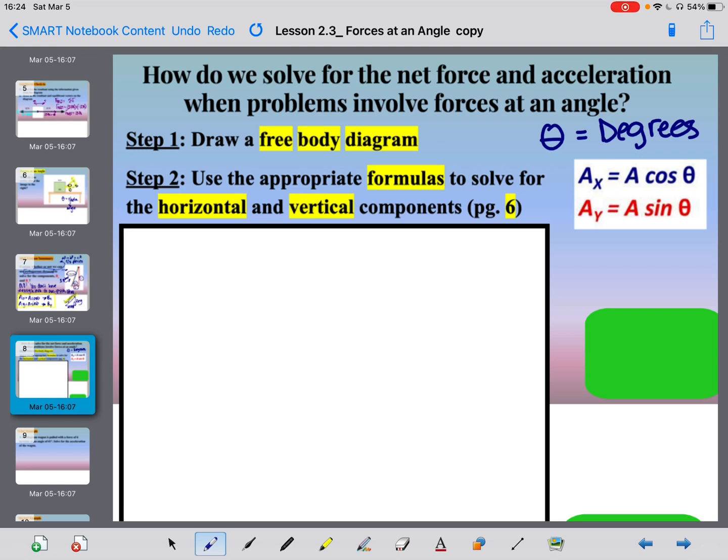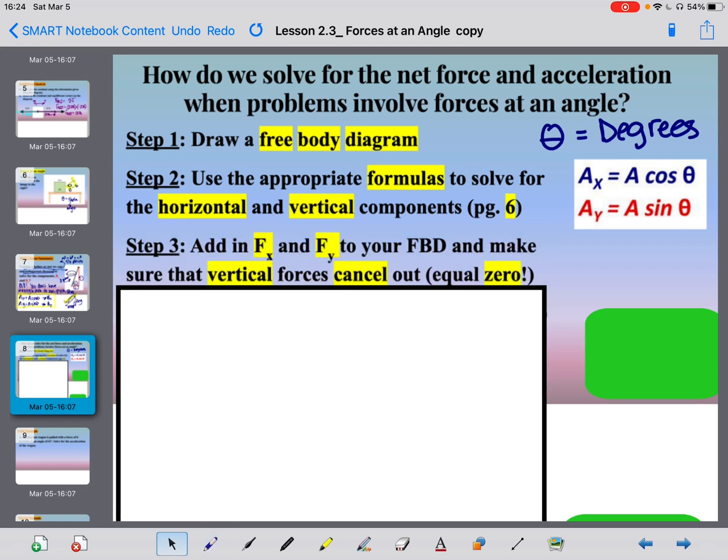Step number 3 is going to be to add in the horizontal force and the vertical force that you just found using those formulas into your free body diagram, and make sure that the vertical forces cancel out so that they equal 0. Our vertical forces on a regular free body diagram are the force of gravity, which points downwards, and the normal force that points up. Okay, so we want to make sure that those guys do cancel out.